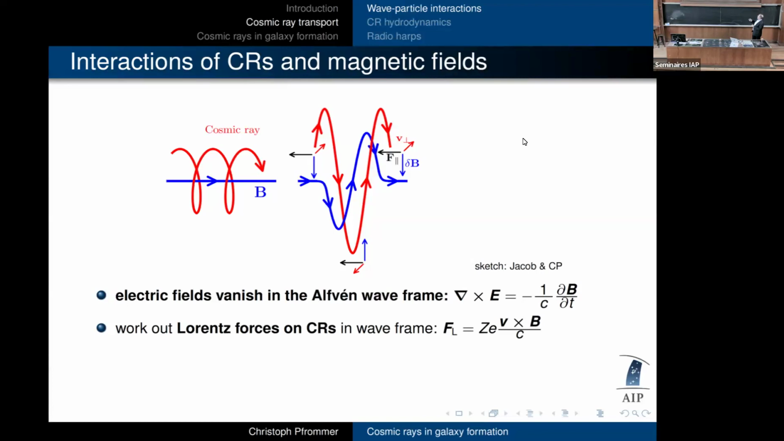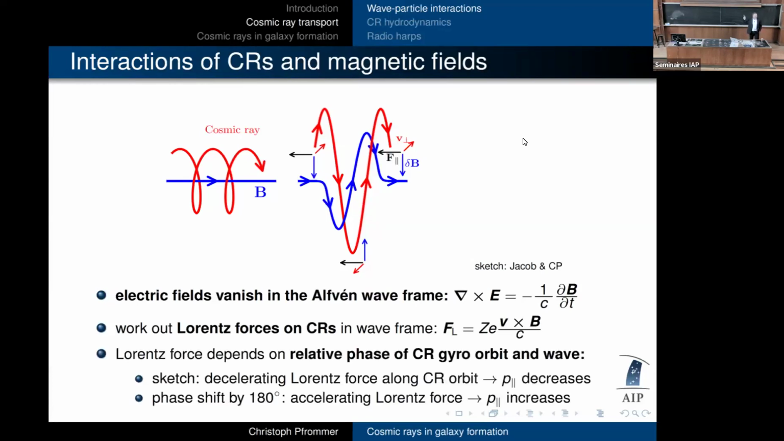All right, so the first quarter of the orbit, there's a v cross B, a decelerating Lorentz force going backward. The next half orbit, the cosmic ray comes out of the board, the magnetic field goes up, and again there's a decelerating Lorentz force. And the same happens for the last quarter of the orbit. So if you have such a configuration, there's a decelerating Lorentz force across the entire orbit of our cosmic ray. Now, whether you accelerate or decelerate depends on the relative phase of your cosmic ray gyro orbit and the Alfvén wave. So in this sketch, we had a decelerating Lorentz force along the orbit. If you shift the phases by 180 degrees, you have an accelerating Lorentz force and your parallel momentum increases.